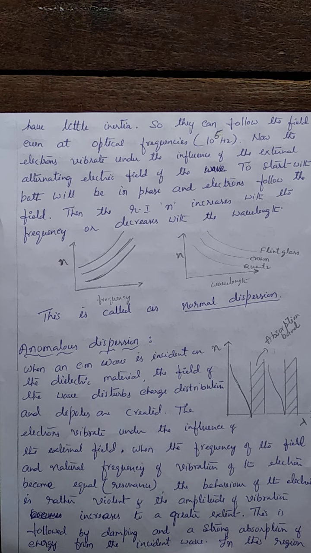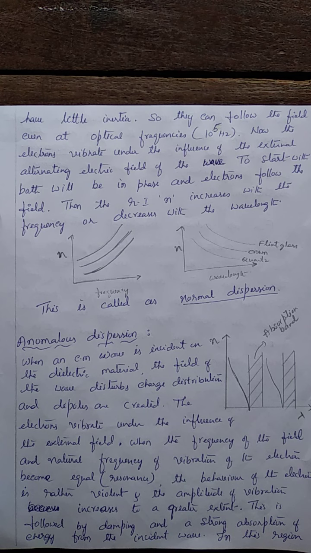In that case also, the electrons follow the electromagnetic field. Optical frequency means the oscillation frequency of the corresponding electromagnetic wave, the frequency of oscillation of the incident electromagnetic wave. For visible light, the optical frequency is of the order of 10 power 14. For infrared, it is less than 10 power 14. For ultraviolet, it is more than 10 power 14.